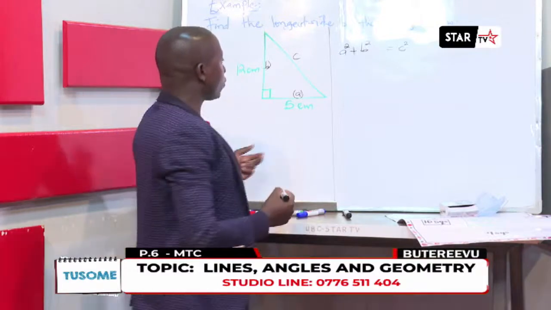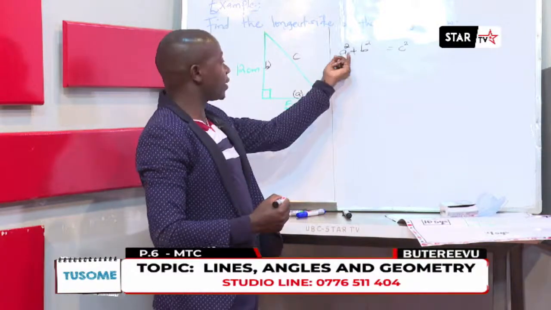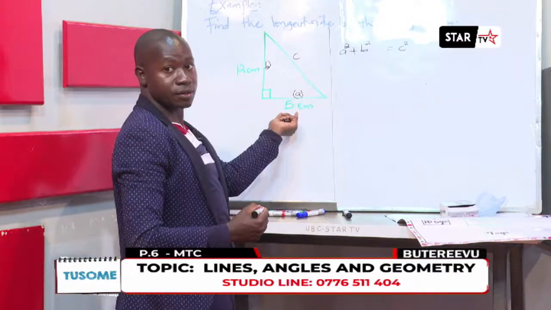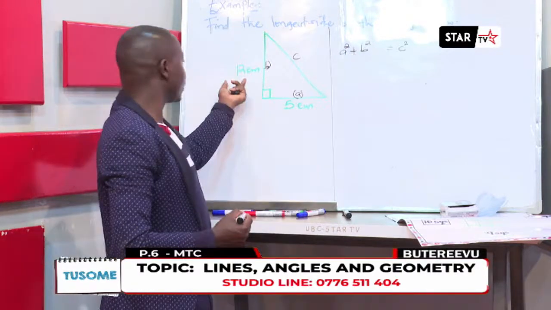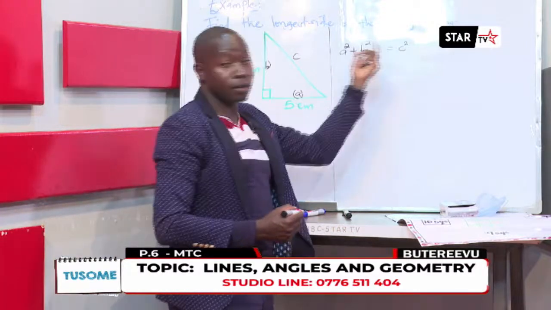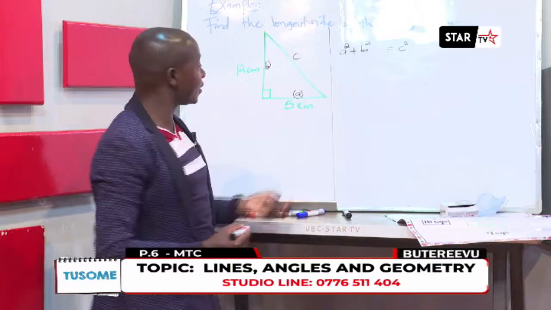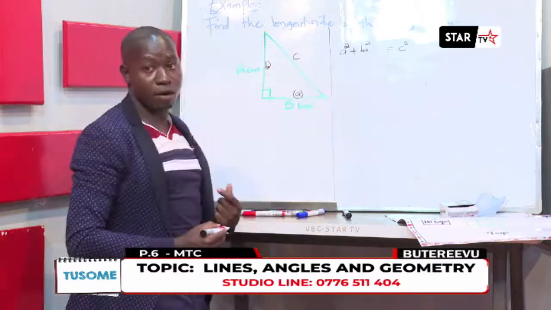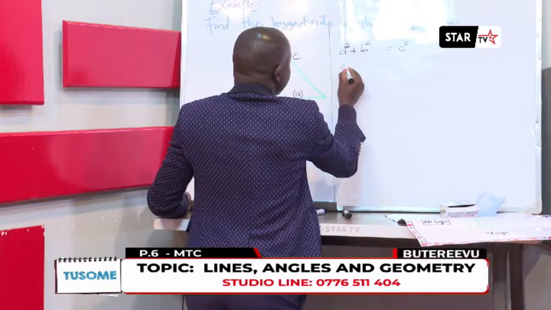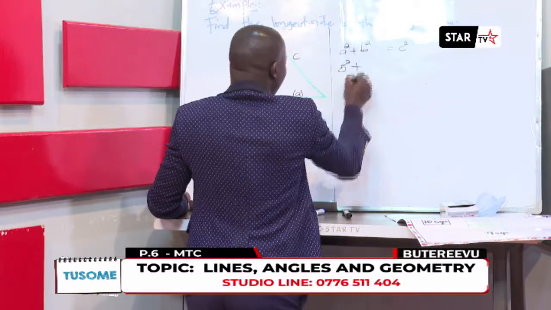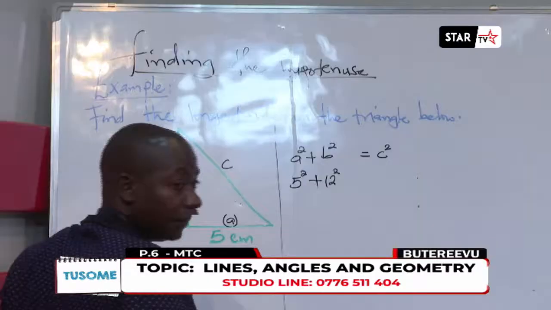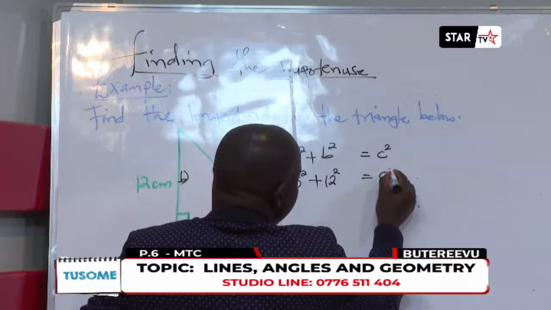We shall further substitute. Where there is A, we put the length of the base. Where there is B, we put the length of the height. And where there is C, we put the length in case it is there. Since it is not there, we shall maintain our C. So we have 5 squared plus 12 squared is equal to C squared.